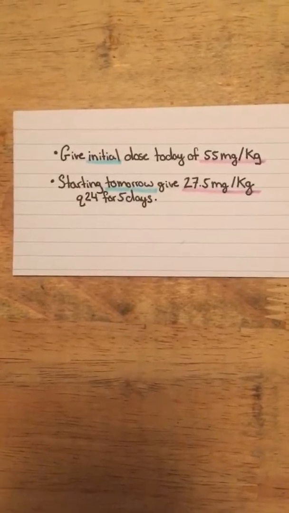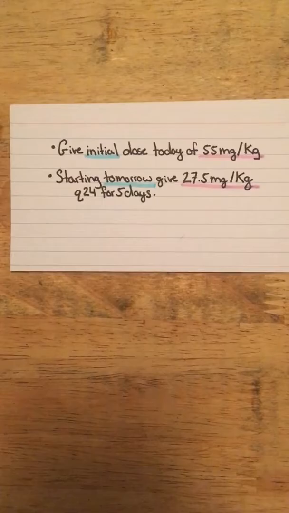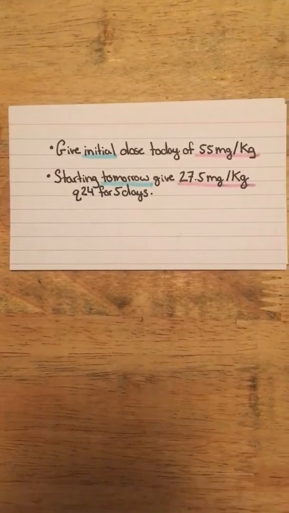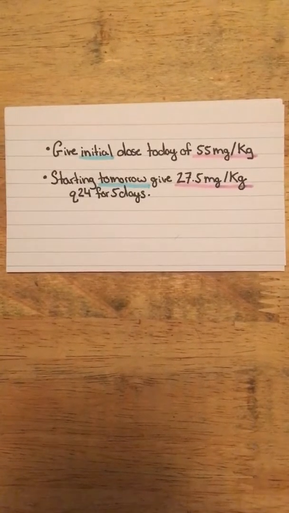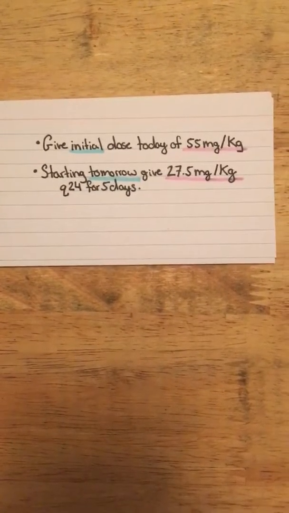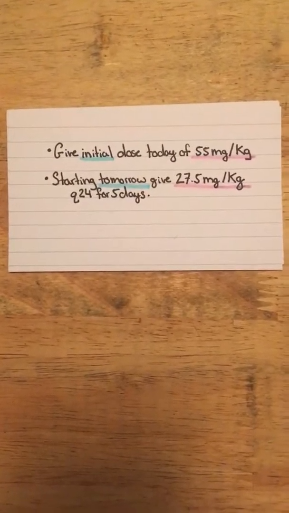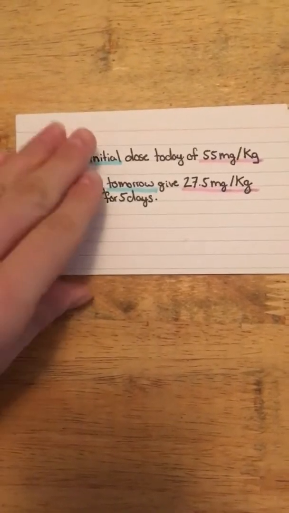We're actually going to have two different doses. So we're going to instruct the client to give an initial dose today of 55 milligrams per kilogram. Starting tomorrow, we'll instruct the client to give 27.5 milligrams per kilogram every 24 hours for the next 5 days.